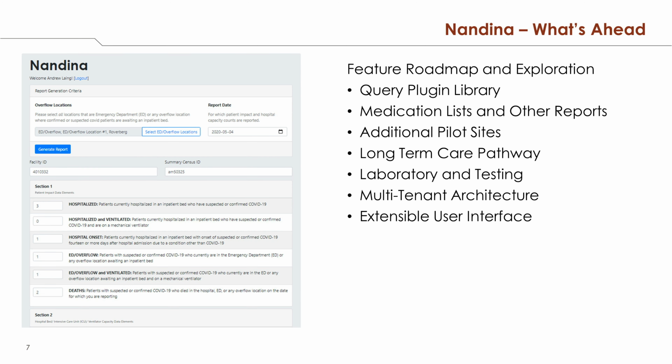While FHIR-enabled resources are easy to work with and preferential in many ways, we know very well to meet the reporting needs, we will need to look beyond just FHIR. Nandina by design can be extended, and we are currently looking at query plugins that access CDA or ADT data feeds. We have also looked at building query adapters that can access a site's data warehouse through SQL.